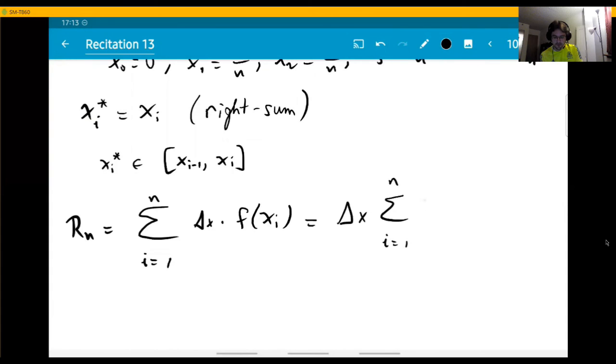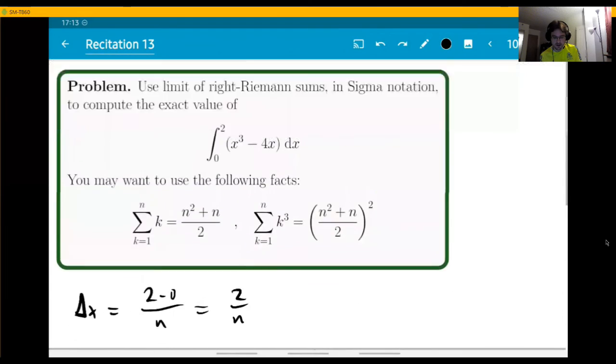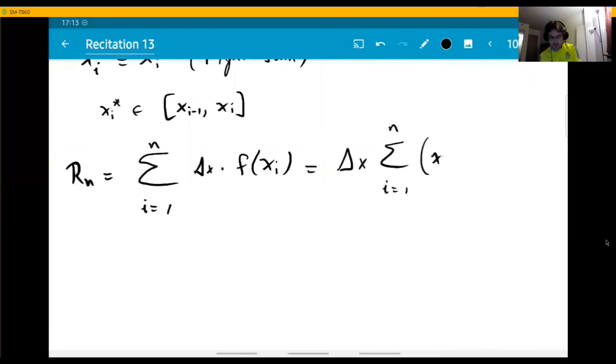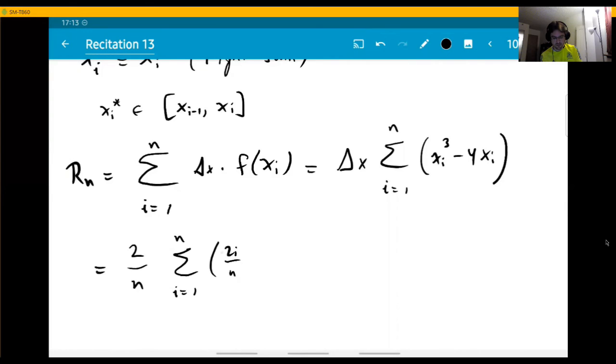And the function f, what is f of xi? f is x cubed minus 4x. So we're going to do xi cubed minus 4 times xi. Okay, so let me just replace the symbols here with what they mean. Delta x is 2 over n. xi was found to be also 2i over n. This was given above.